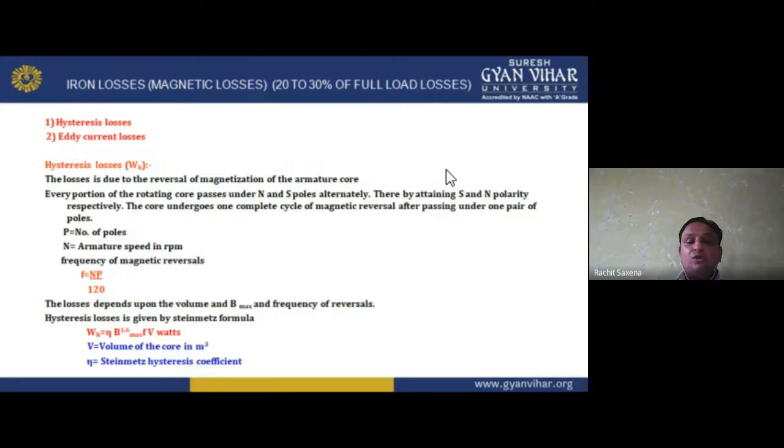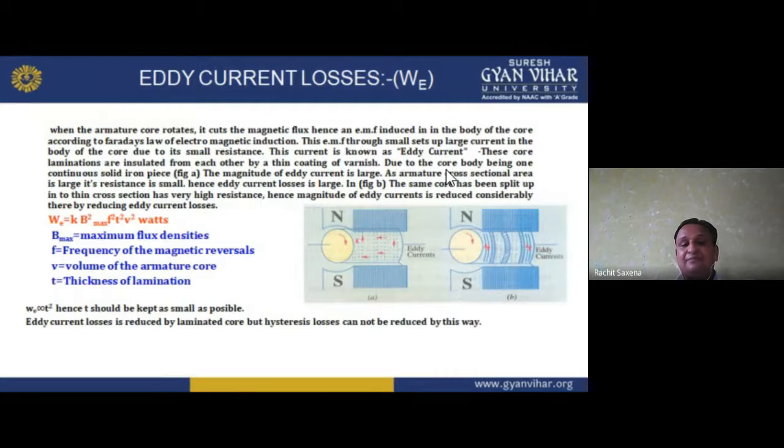Here V is the volume of the core in meter cube, eta is Steinmetz's hysteresis constant, F is the frequency, and B is the maximum flux density. You can see here.